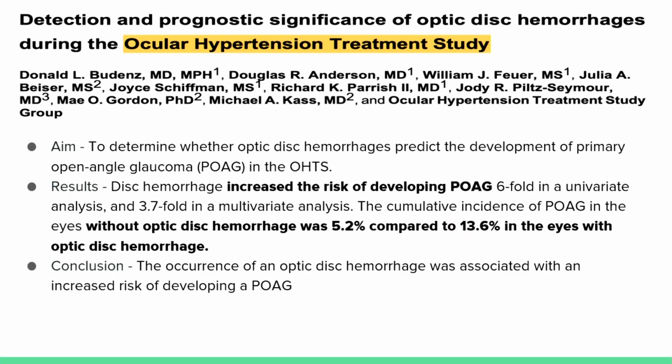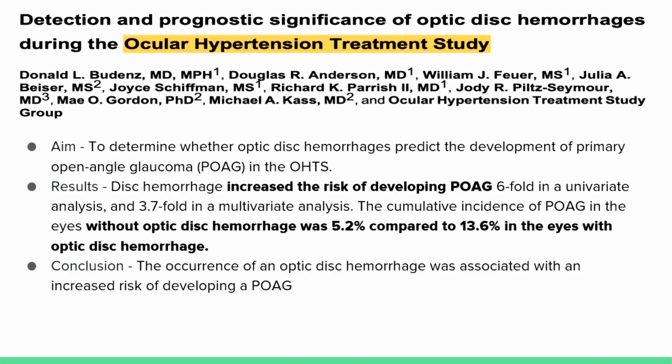Now the Ocular Hypertension Treatment Study. The aim of the study was to determine whether optic disc hemorrhages can predict the development of primary open angle glaucoma in the ocular hypertension study group. The results were that disc hemorrhages increase the risk of developing POAG by 6-fold in univariate analysis and 3.7-fold in multivariate analysis. And the cumulative incidence of POAG in eyes without optic disc hemorrhage was 5.2 compared to 13.6 in eyes with optic disc hemorrhages, having a higher incidence.